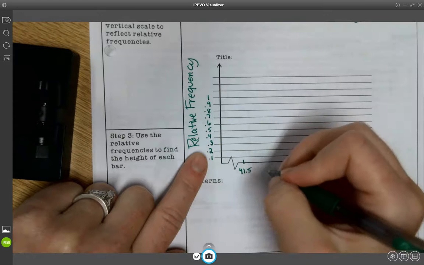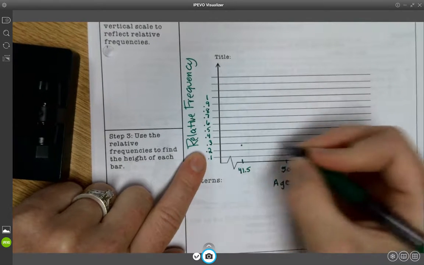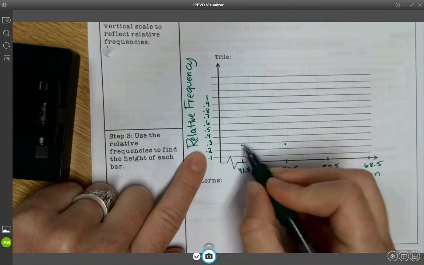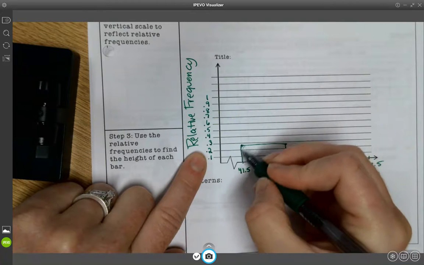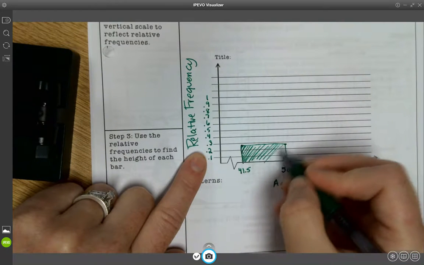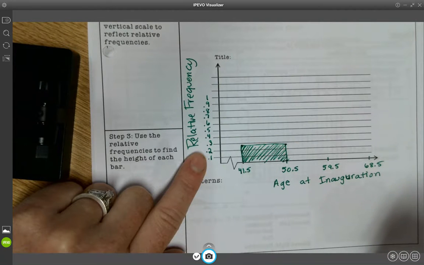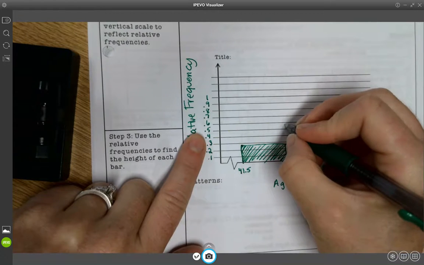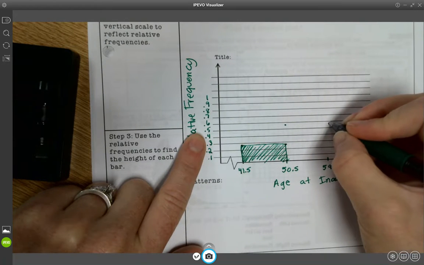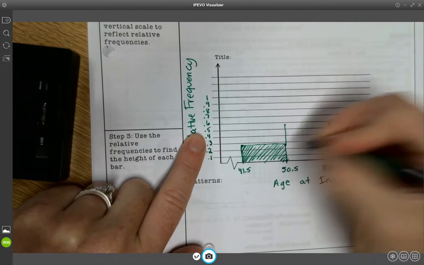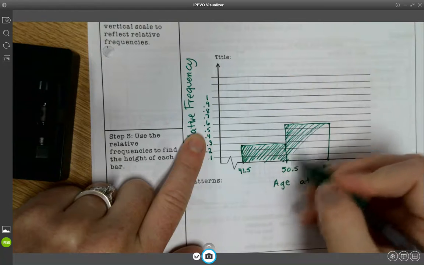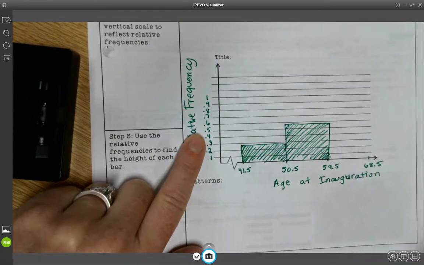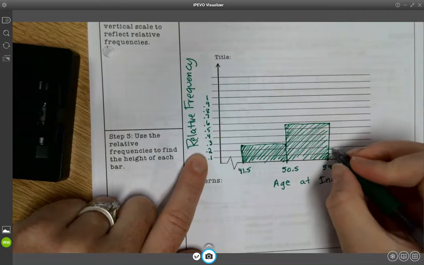So 0.27 for the first one, for the first class. It's about right there. And 0.57. And then 0.17.